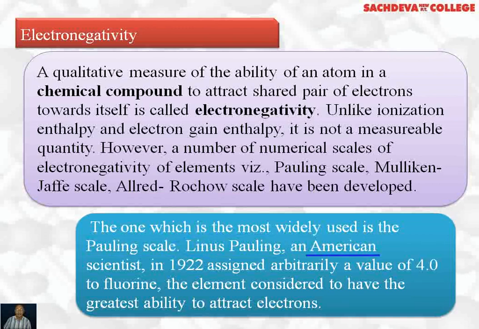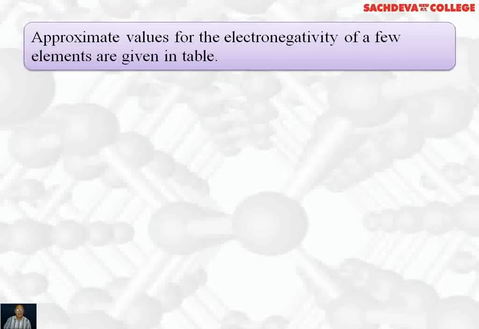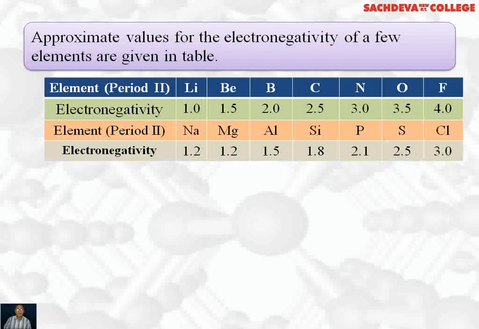Linus Pauling, an American scientist, in 1922 assigned arbitrarily a value of 4 to fluorine, the element considered to have the greatest ability to attract electrons, and other elements are given values with respect to fluorine. Approximate values of electronegativity of a few elements are given in the table. Lithium electronegativity is 1, beryllium 1.5, boron 2, carbon 2.5, nitrogen 3, oxygen 3.5, and fluorine 4.